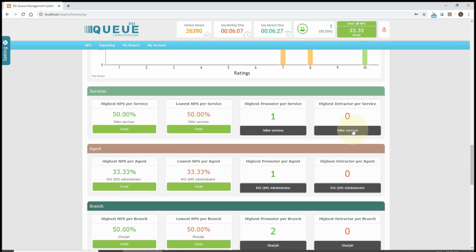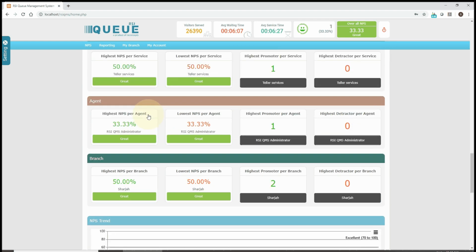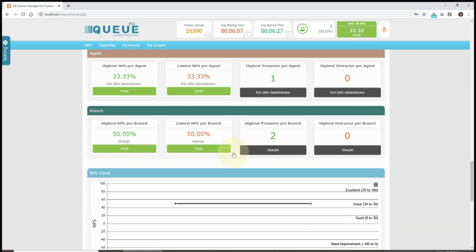Then it shows us the highest NPS per service and the lowest NPS per service, and for which service the highest number of promoters and detractors are. Teleservice is 1 for promoters, and for detractors it is neutral, teleservice is 0. And then it shows us for agents as well: our highest NPS agent, lowest NPS agent, highest promoters received by any agent, highest detractors received by any agent, and it goes for the branch as well.